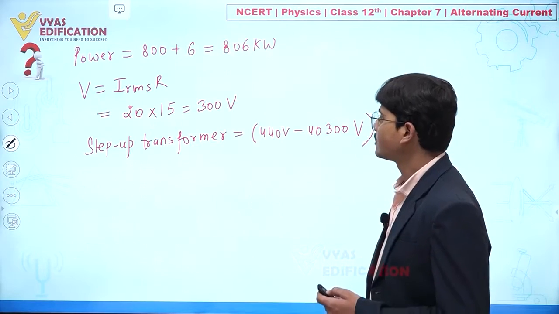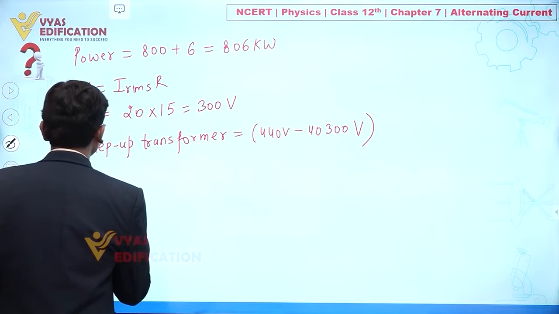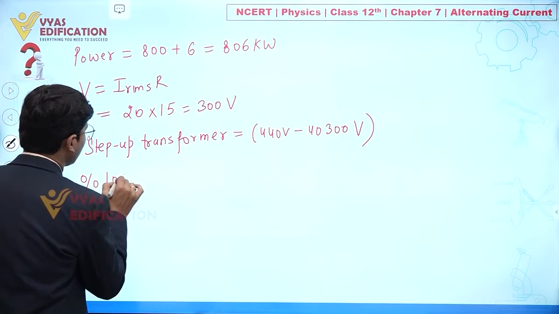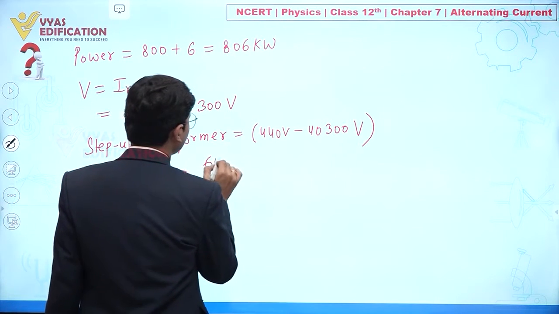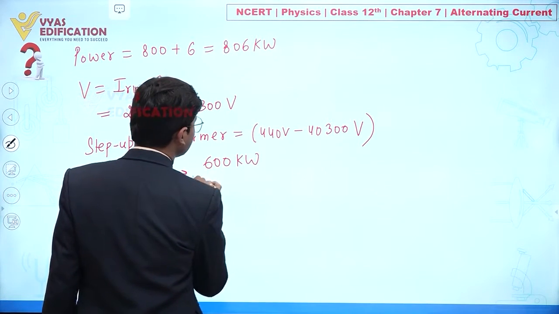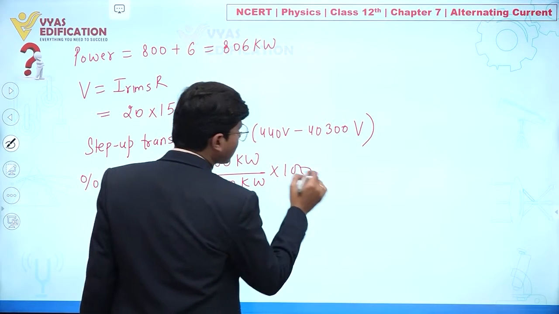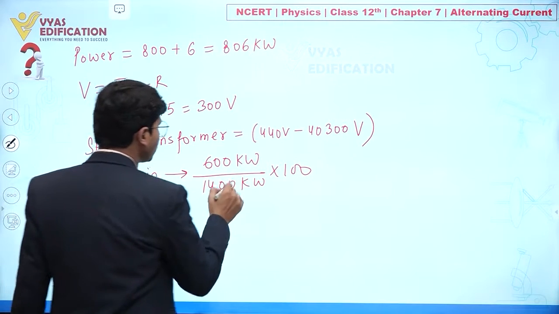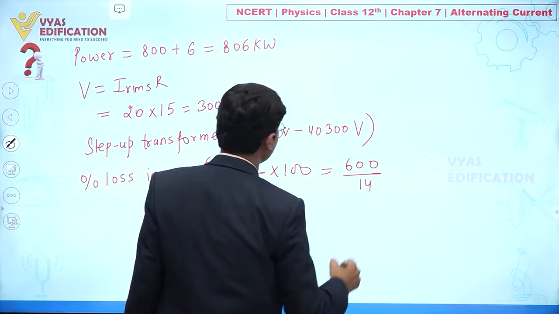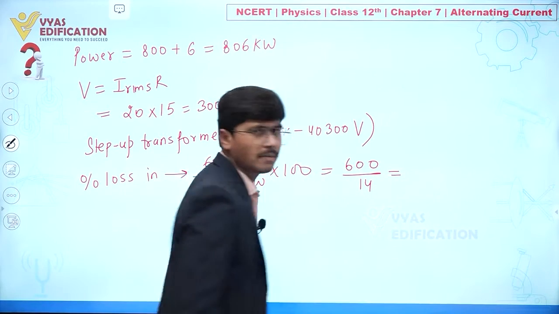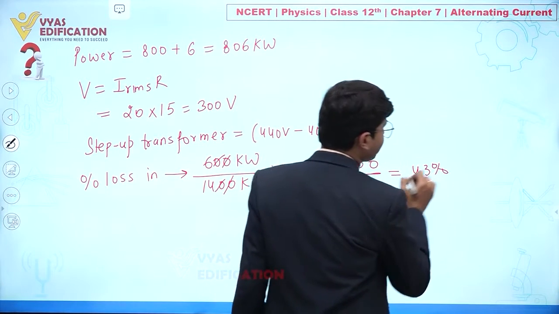Clear to everyone? Yes. So can we find the total percentage loss? If I find the percentage loss in the first situation, or in the previous question, you can say at that time 600 kilowatt is lost and 1400 kilowatt you are taking from this power plant. So this is equal to 600 divided by 1400, and if you divide it, you can see near about 43% loss you are getting. Clear to you?